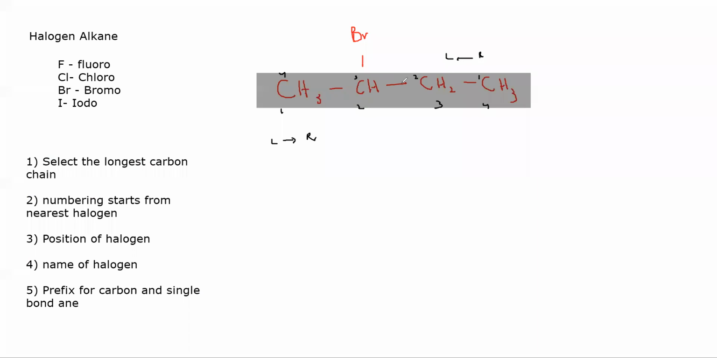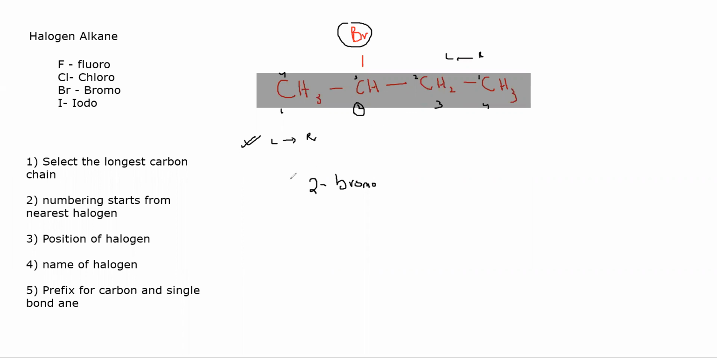So we should follow from left to right because the halogen is coming closer when we follow from left to right. It's coming at 2, otherwise it's 3. In which position do we have a halogen? Second. Which halogen is attached? Bromine is attached, so we'll use the term bromo. So it is 2-bromo, meaning that at the second position, bromine is attached.